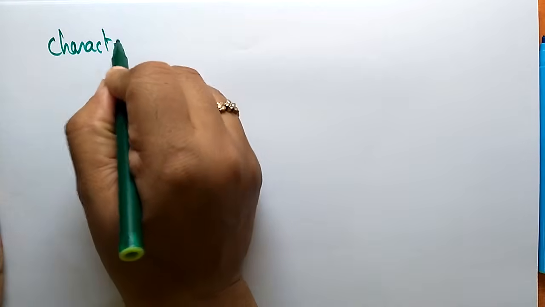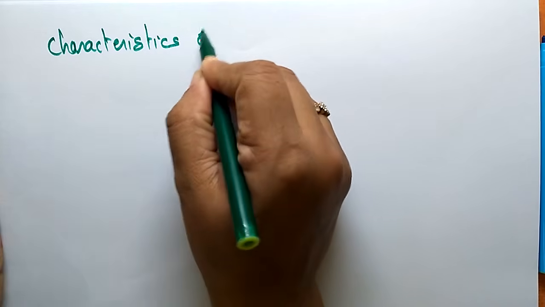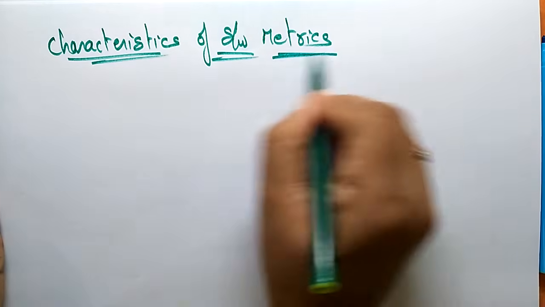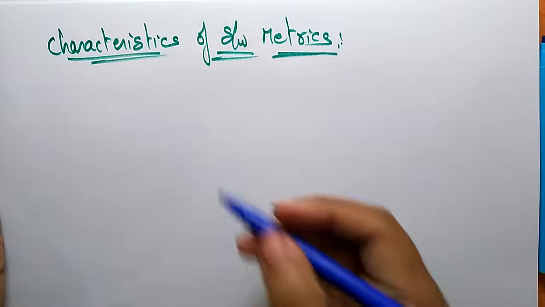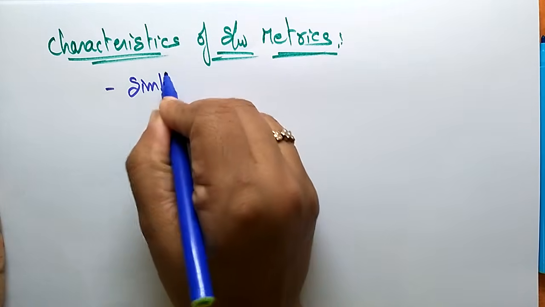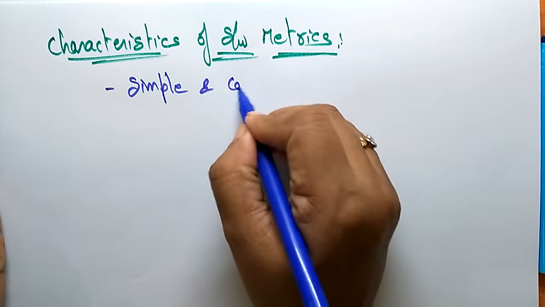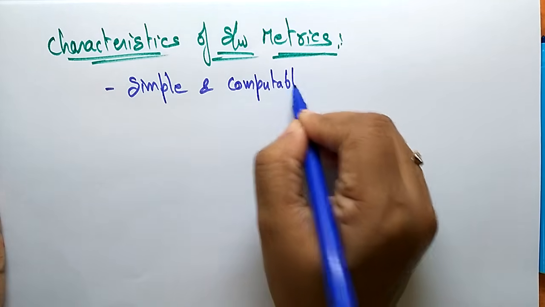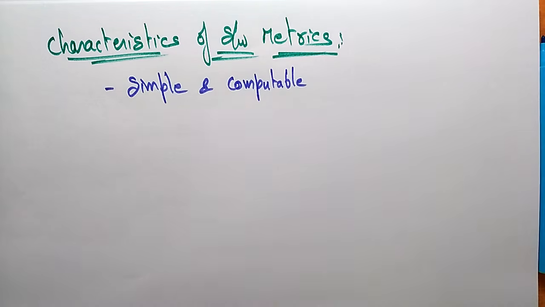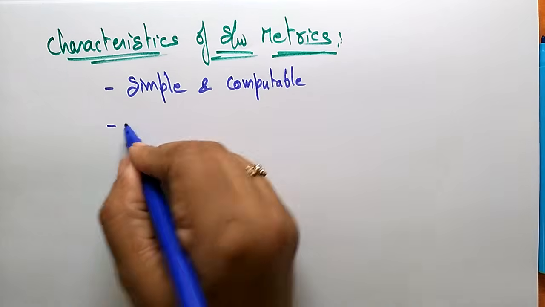Now let us see the different characteristics that are present in software metrics. So what are the characteristics of software metrics? First, it is simple and computable. We can easily calculate this software metric for small lines of code. If your program is small, then it is simple and easily computable.